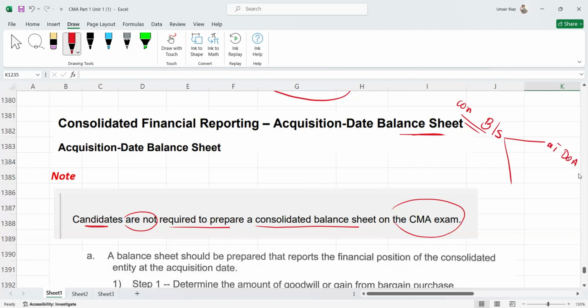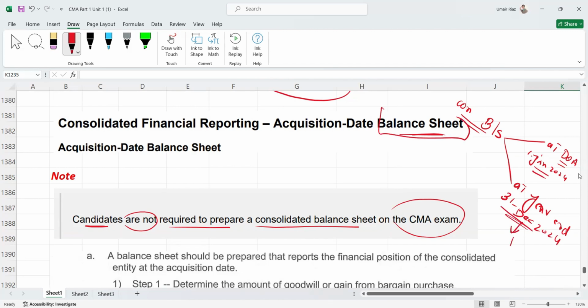At that day, how to prepare the balance sheet, and then at the year end. In my example, our date of acquisition was 1st January 2024, and our year end is 31st December 2024. So the day when you acquire the business, at that day how the balance sheet is prepared, and then at the end of the year how the balance sheet is prepared.